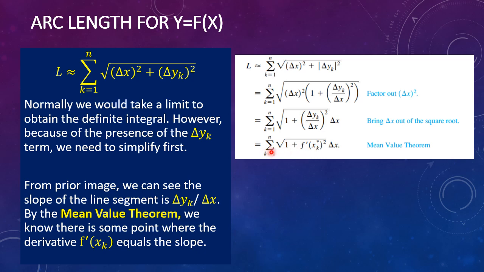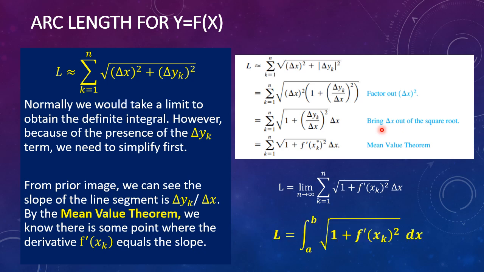And so we can now apply the limit as n goes to infinity and define the arc length in terms of an integral. The length of an arc is equal to the integral over the closed interval [a, b] of the square root of 1 plus the derivative of f at x squared dx.